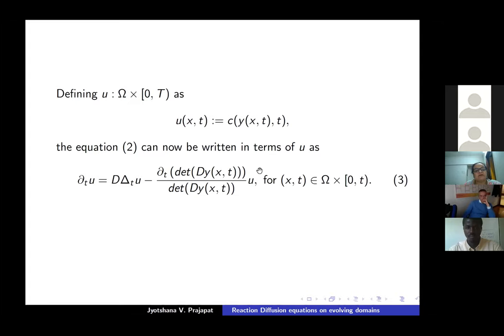So this is where I transform. I'm going to say that my original equation, which was represented on omega t, if I define my u(x,t) as c(y(x,t),t), then my previous equation becomes now an equation on a stationary domain. So if I solve for u in this particular equation, then I have solved for c in omega t. Okay. So are there any questions?